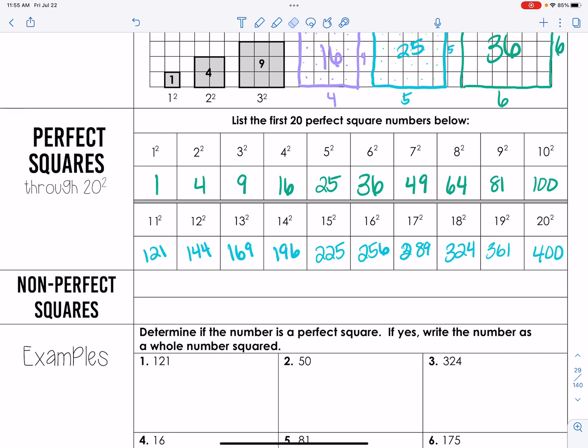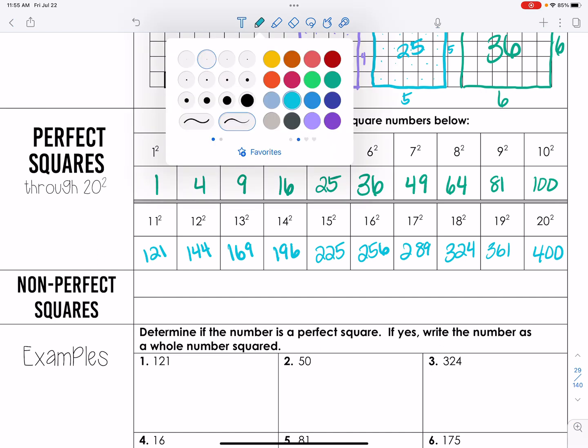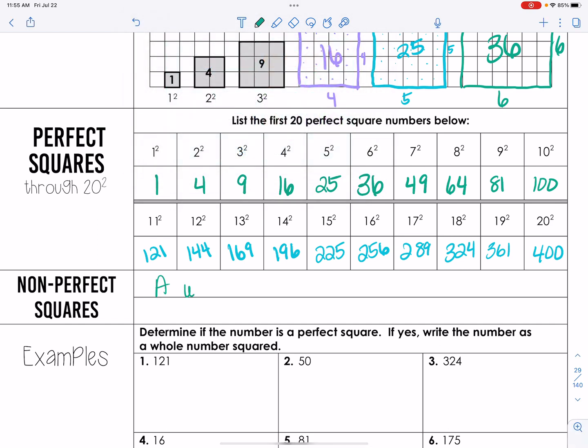I do not think that you should have these blue ones memorized, but I do think you should be able to recognize them. You can use your pink sheet to find them because all of those numbers are on your pink sheet. Okay, a non-perfect square is a whole number that is not a perfect square.